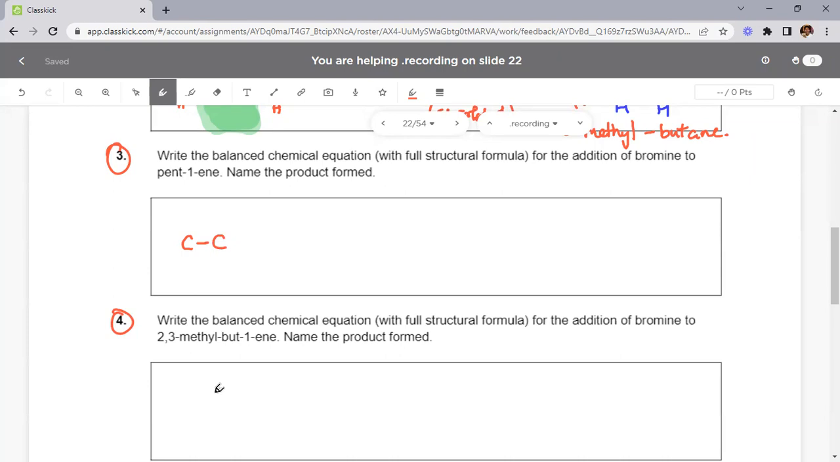So pent actually tells you 5 carbon. So I'm going to draw 5 carbon as a chain. The double bond occurs on the first carbon. So this is the carbon chain for pent-1-ene. Then I'm going to draw hydrogen, okay, to just fill up.